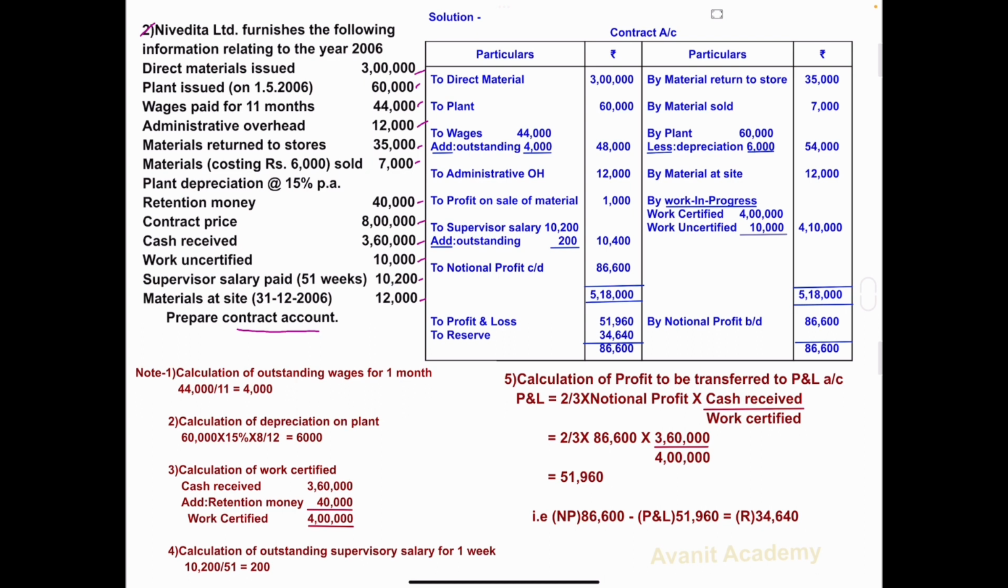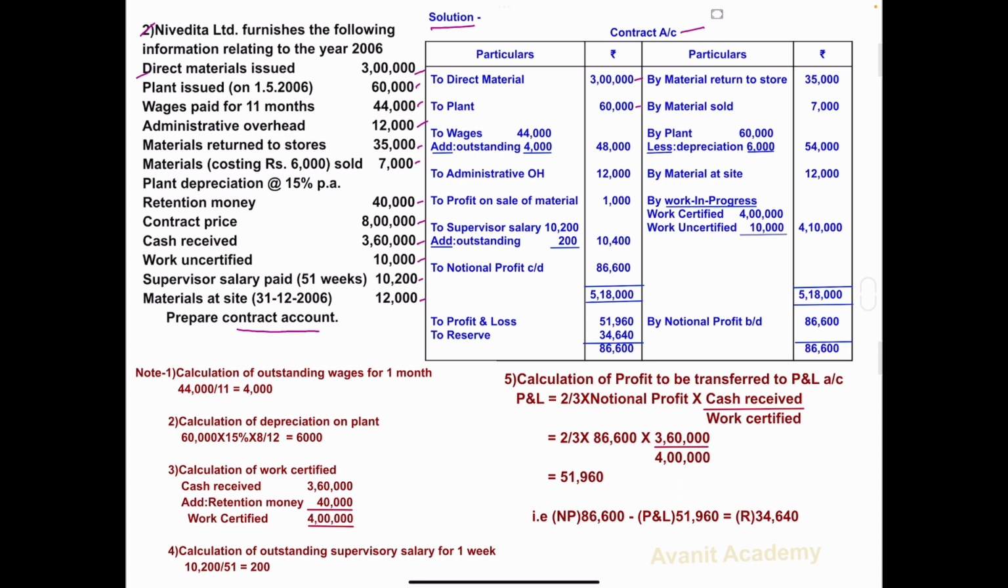Let's start the solution. Heading: contract account, particulars, rupees, particulars, rupees. So the first information is direct material issue. It is to be debited to direct material, 3 lakh. Plant issued on 1st May 2006, 60,000. So plant issued on 1st May, it is to be debited to plant, 60,000.